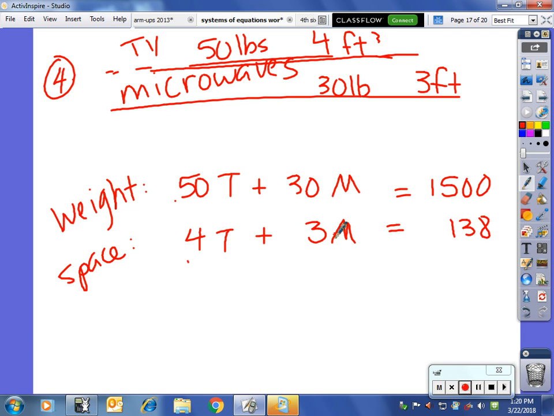It would be super easy to make the microwaves cancel just by multiplying the bottom one by negative 10. Could you do what now? Yes. Well, not. You could divide by negative 10. If you divided this whole equation by negative 10, it would make the number smaller and it would make the m's cancel. Yeah, you can do that too.